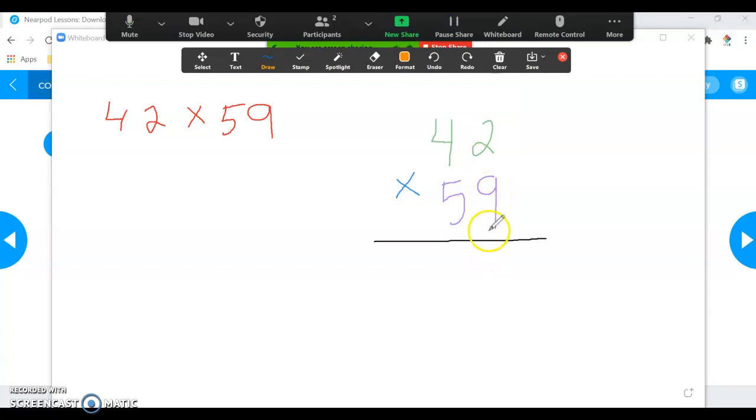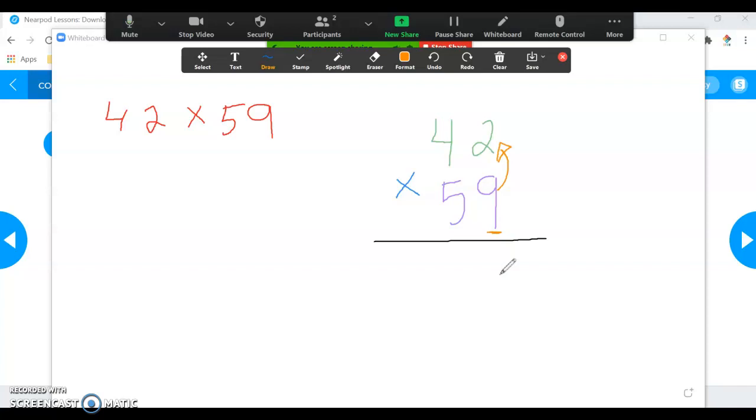So let's start with 9. You start with your last digit number, the last digit of the second number, the 59. You're gonna start with 9 and multiply it by 2. Now you need to ask yourself, what is 9 times 2?